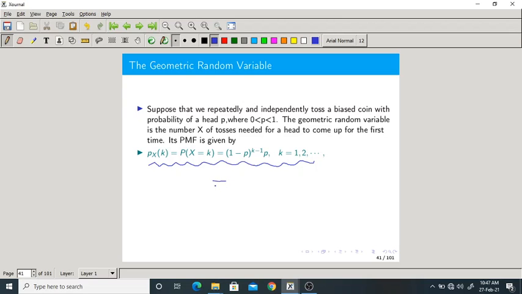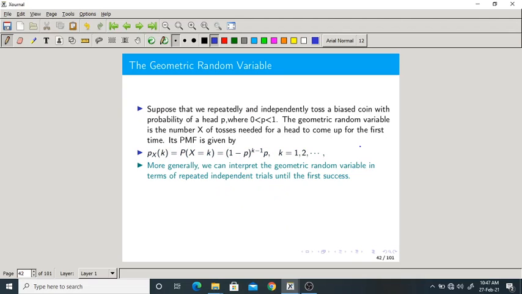So you can also write this as q power k minus 1 into p. Here k varies from 1 to infinity. Please remember, it goes up to infinity. We don't know when we get it. Otherwise, we don't know at what toss we get the head for the first time. Okay. Now, yeah, this is the generalized notation.